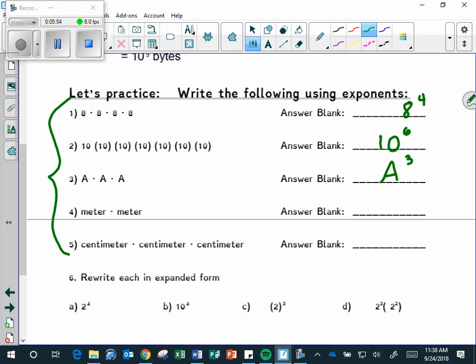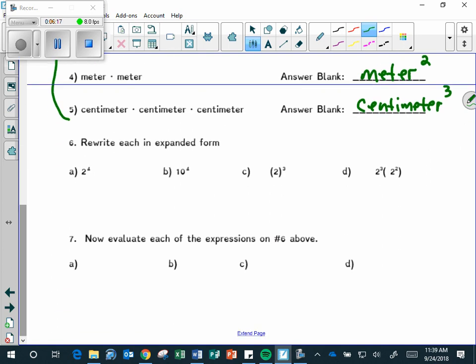Same thing with a word. Meter times meter, the base is meter, and the power is 2. Same thing with centimeter. Centimeter is the base, and we're multiplying it by itself 3 times, so centimeter cubed. Down here we're going in the reverse order. Now we want you to write each in expanded form.